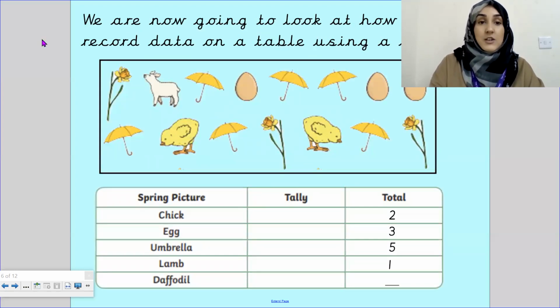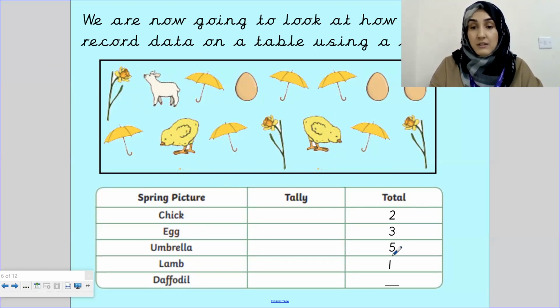Now, let's look at this picture. I've got flowers, lambs, umbrellas, eggs, and all of those. Oh, and there's even 2 lovely little chicks there. Now, here underneath, there is a total given on the side. We need to complete the tally marks. So when you have a box like this, and it's got lots of little boxes, it's got columns and rows, this is called a tally chart. A tally chart. Well done.